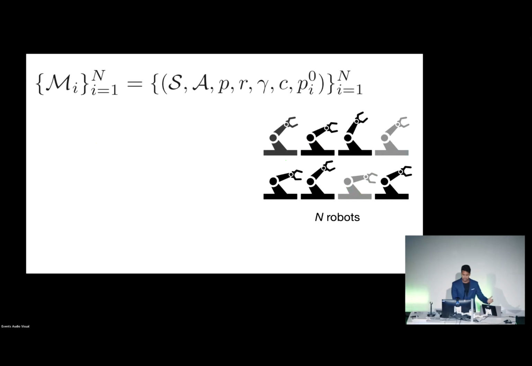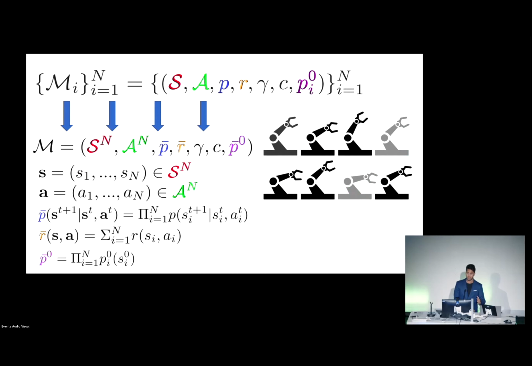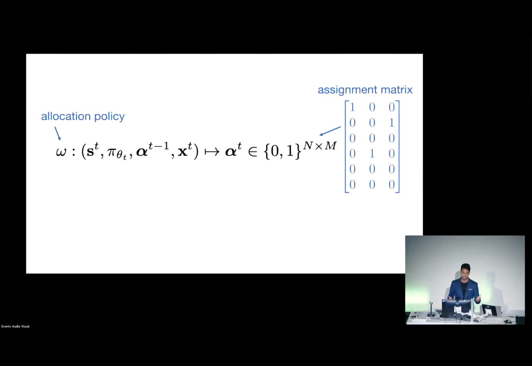More formally, we can model these as n individual robots in Markov decision processes that are identical apart from the initial state distribution. We can turn this into one big MDP with vectorized states and actions. What we care to find is this allocation policy omega, which is a mapping from the state of all the robots in our fleet and their shared policy pi theta t to a binary assignment matrix that indicates which human is assigned to which robot at a given time.